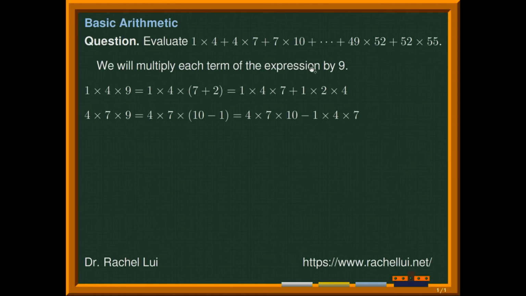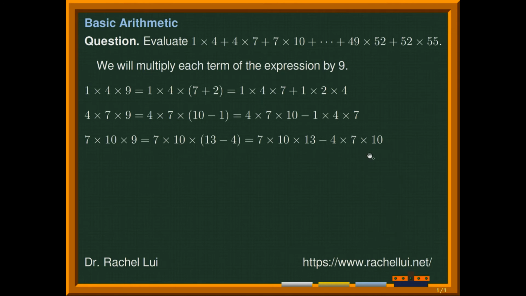And let's work on the third term. So 7 times 10 times 9. So 7 times 10. And then the next thing, I need a 13. So why do I need a 13? It's because 7 plus 3 is 10. 10 plus 3 is 13. And why do I put down minus 4? It's because 9 is 13 minus 4. So right now I have 7 times 10 times 13 here, minus 4 times 7 times 10.